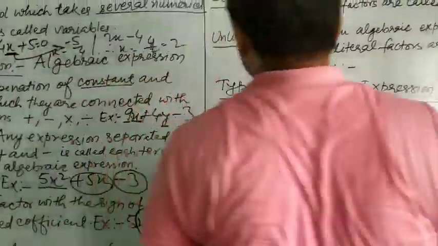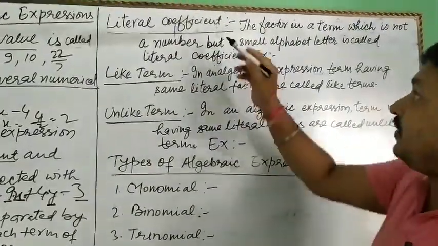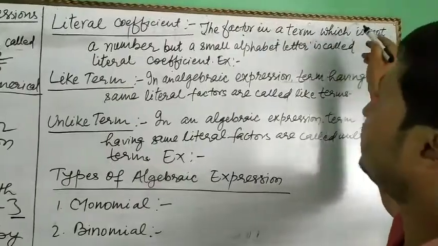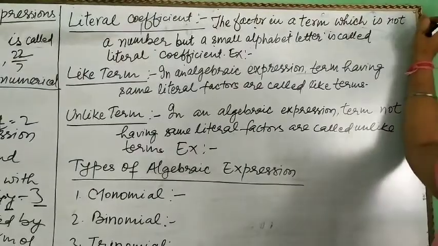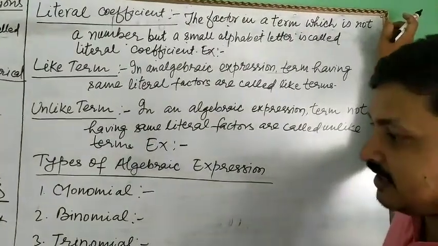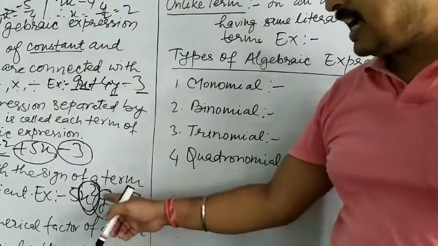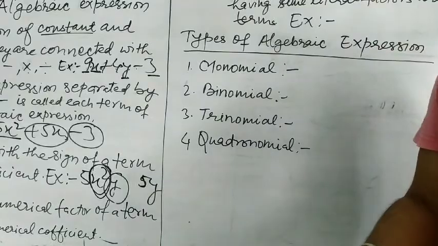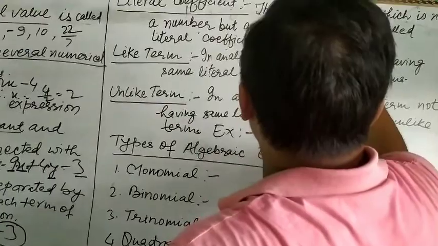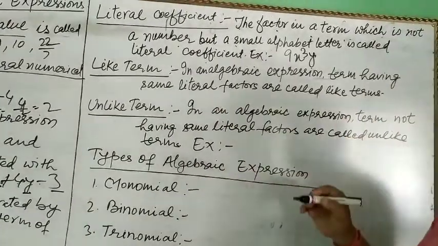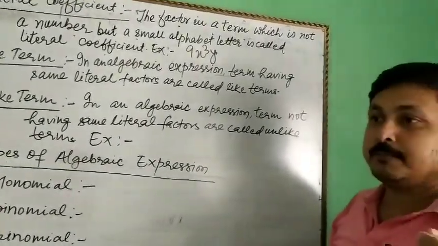Now, literal coefficient. Literal coefficient is the factor in a term which is not a number but a small alphabet letter. It's not a number, it's an alphabet letter. Just like if I ask you a question, what is the coefficient of 9x cube y? What is the coefficient of?